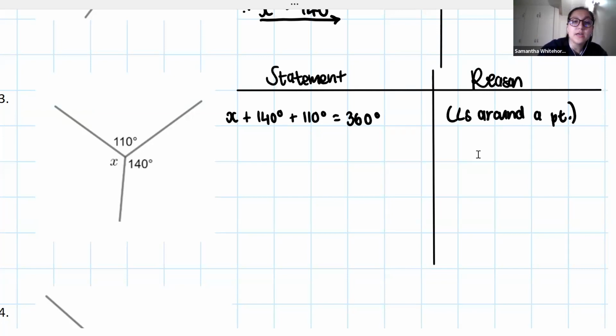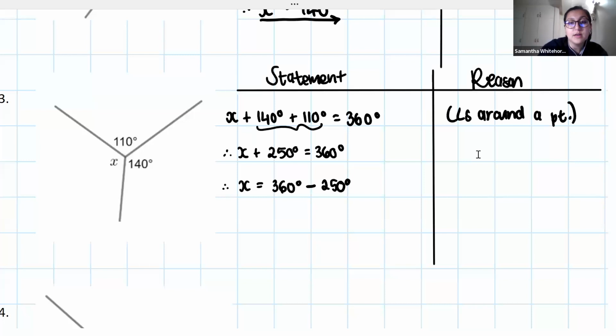Right, we can solve our equation again. 140 and 110 are like terms, so let's just add them. That gives me x plus 250 degrees equals 360. Like we've just discussed, inverse operations means that I've got x is equal to 360 minus 250. And so wonderful, guys, x is equal to 110 degrees. Again, substitute it back into the diagram and make sure that when you add 110, 110, and 140, you do get 360 degrees.